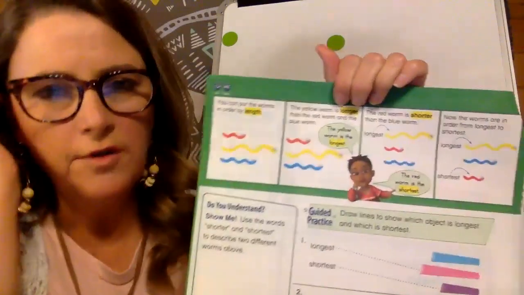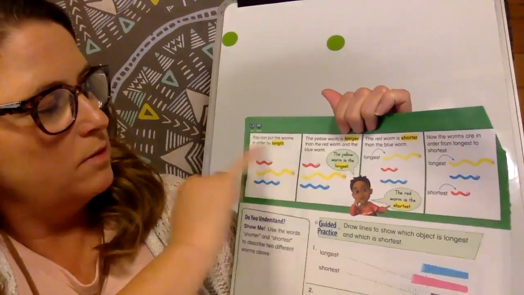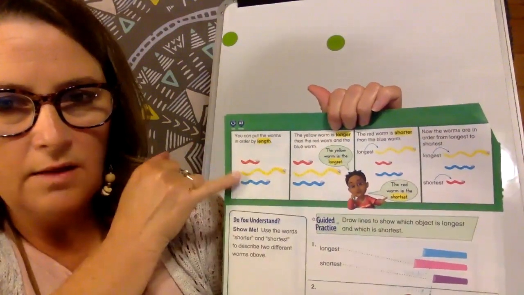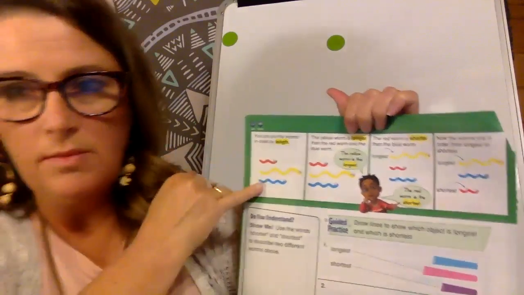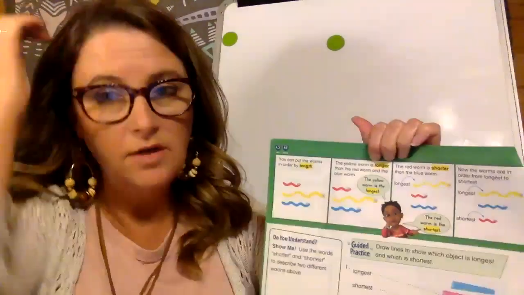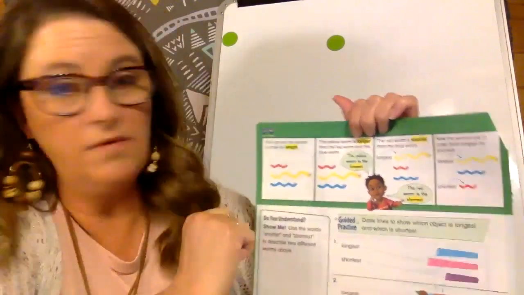And let's look at our little green boxes here. Okay, so in the first one it says, you can put the worms in order by length. So we have a red worm, a yellow worm, and a blue worm. Okay. So we're going to put them in order by length, but right now when I just read that box, I don't know. Do they want me to put them in order from longest to shortest or shortest to longest? So we've got to continue reading to see.